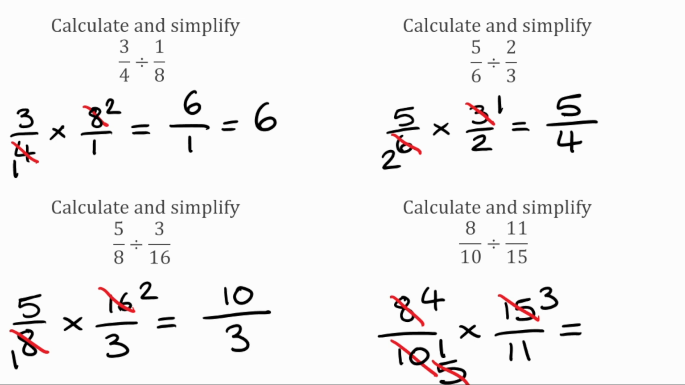So now that we've simplified fully, we're just going to multiply through. So looking at the tops, we've got 4 multiplied by 3, which is 12. And then on the bottom, we have 1 multiplied by 11, which is 11. So this one fully simplified would just be 12 over 11.